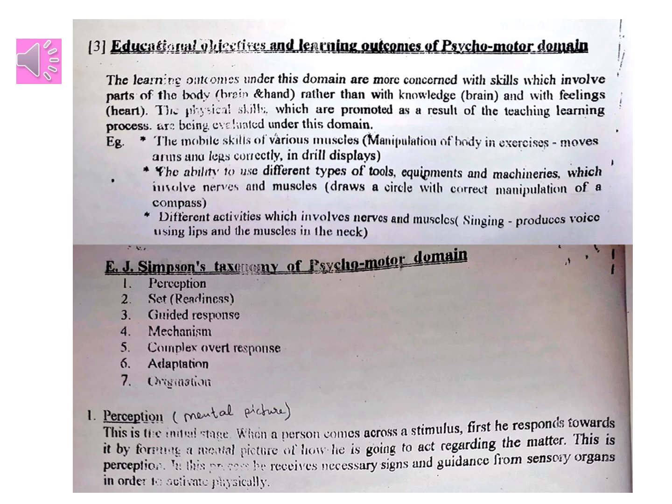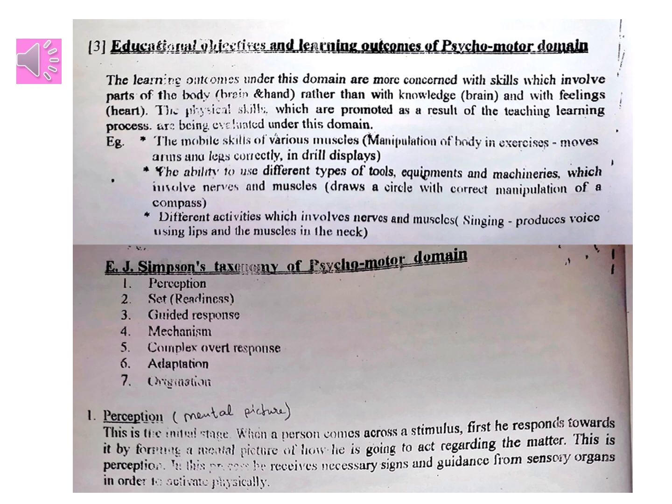Example, singing produces voice using lips and the muscles of the neck. Singing, dancing, drawing, all these activities. So here, according to the psychomotor domain, we measure the students' skills, ability to perform. Now, who is the person involved here? E.J. Simpson. E.J. Simpson's taxonomy of the psychomotor domain.